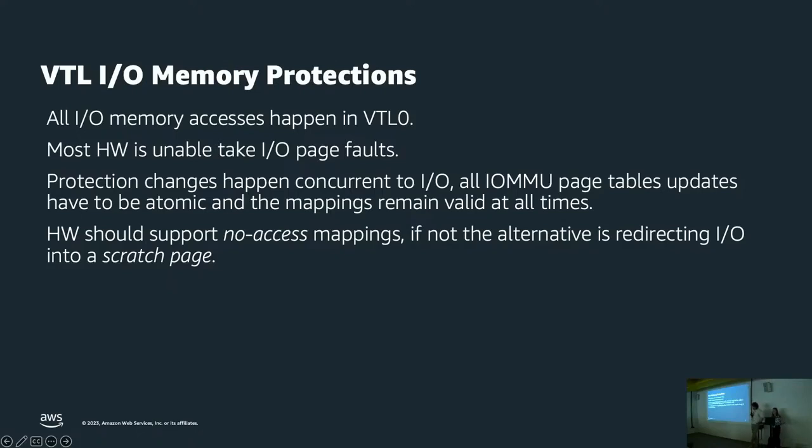And this happens during runtime and concurrent to other I/O. So IOMMU changes have to happen in a special way. They have to be atomic and always present a valid view of the I/O mappings. We also need to support being able to change the backing memory of an IOVA.